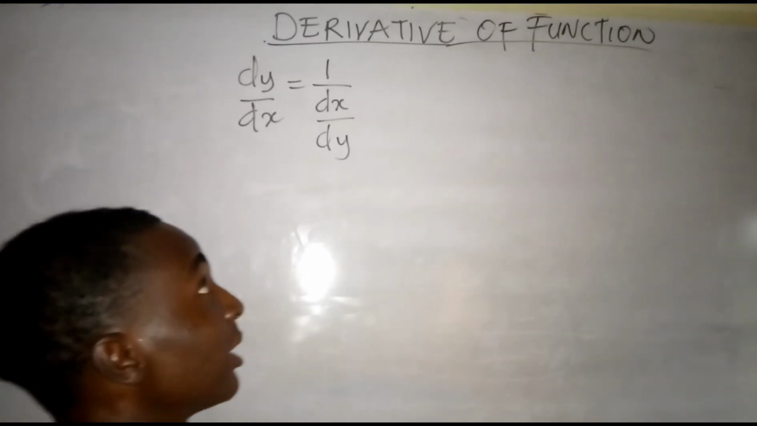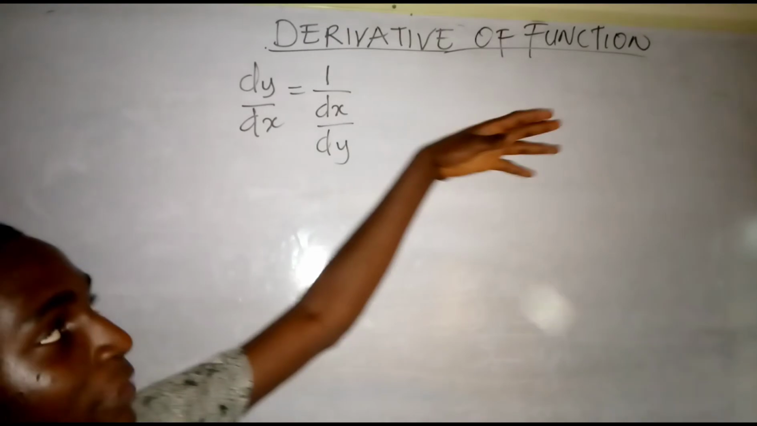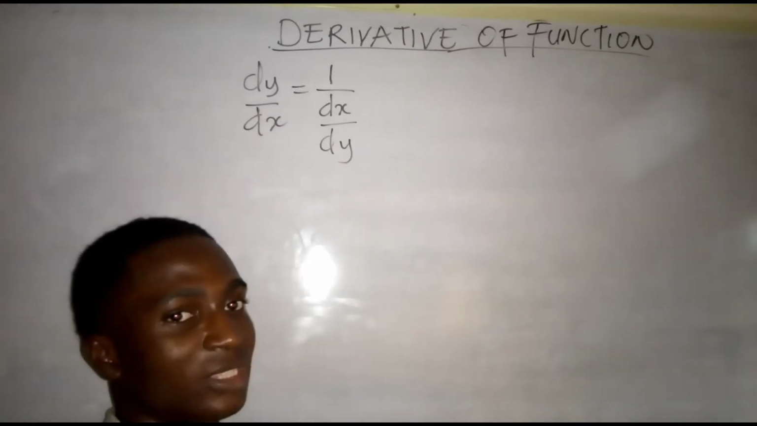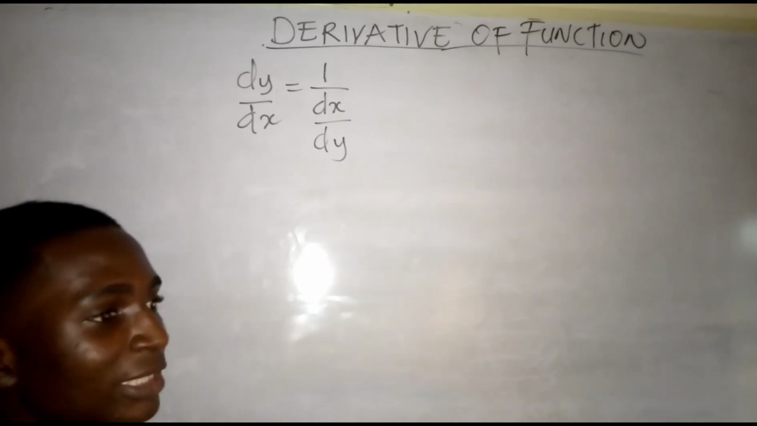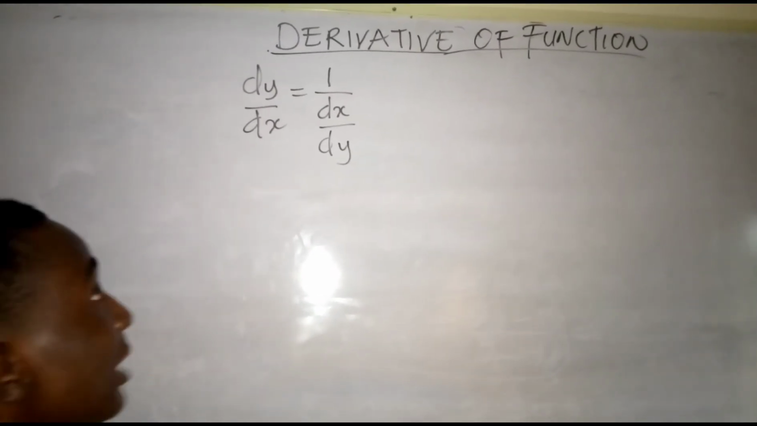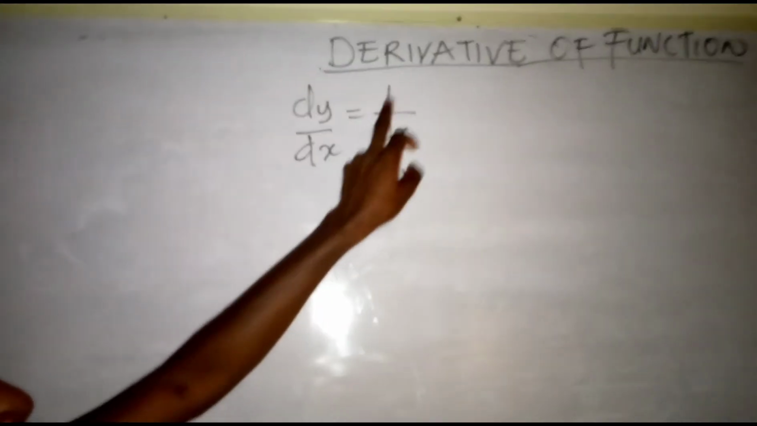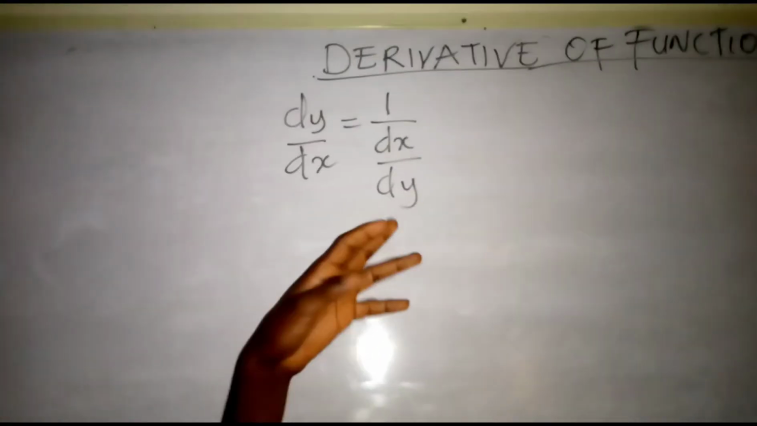Today I'll be teaching us on the derivative of functions. That is to say, I'll be teaching us new techniques which we can use to get the derivative of a function. Now the technique is that dy over dx is equal to 1 over dx over dy.